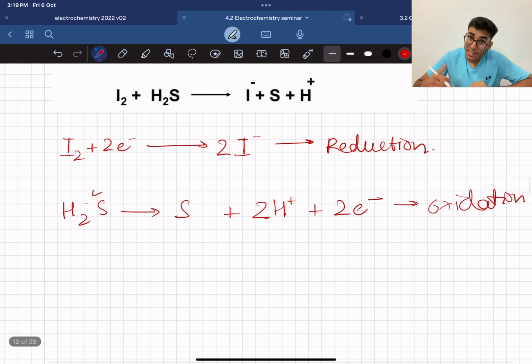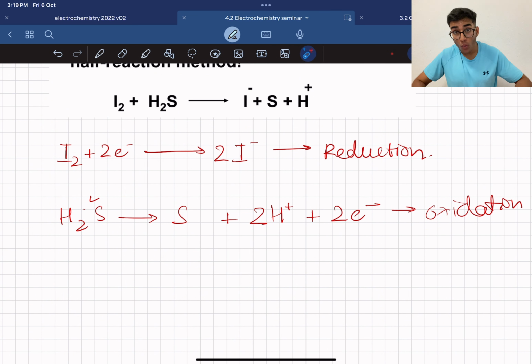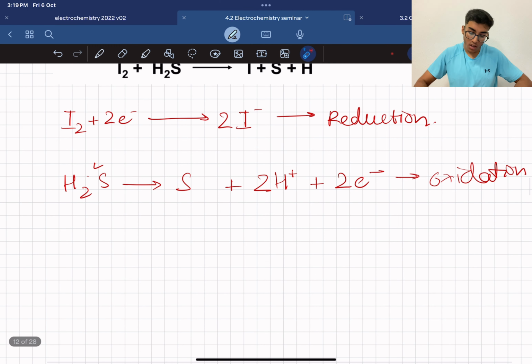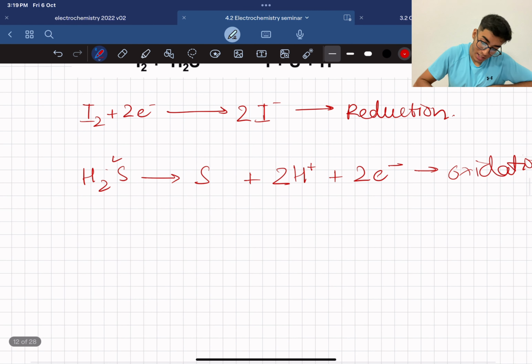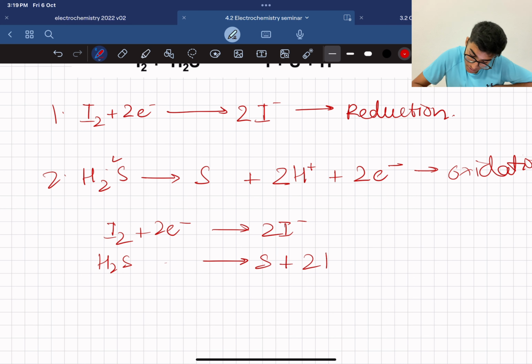In the process of writing these 2 equations, we have balanced them out as well. This is what we did. We balanced out by adding 2 over here, 2 over here, electrons over here, electrons over here. Now we write these 2 reactions down, the first reaction, the second reaction, like that. I2 plus 2 electrons gives 2I minus, and then H2S gives S plus 2H plus plus 2e minus.